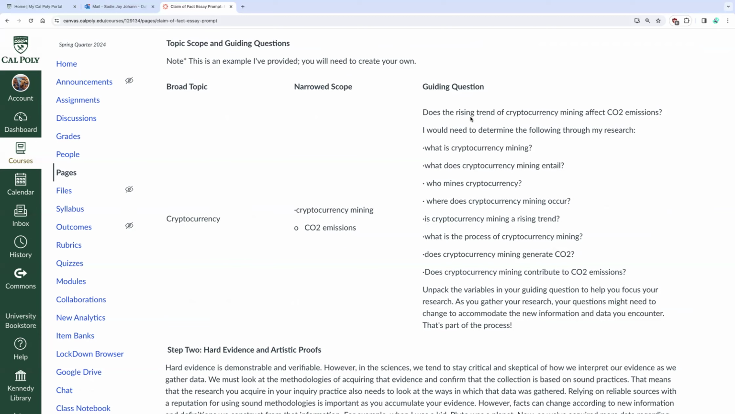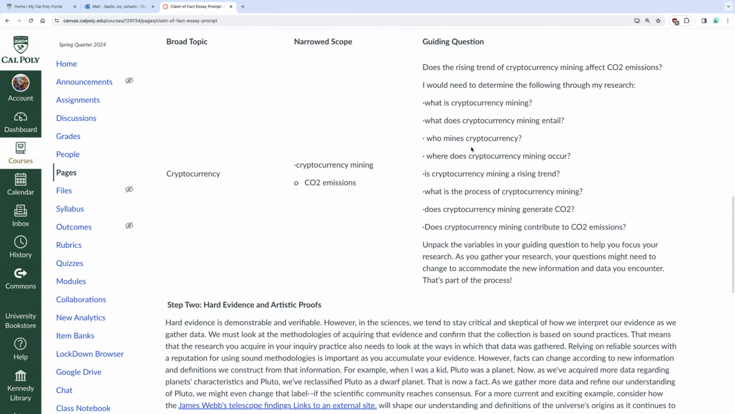Start by looking into things with an open mind, and then think of all the little pieces that you would have to look into in order to answer your question. Now, in order to know that you have the right scope, look at this example that I have on the prompt and make sure that you don't have to investigate 40 things in order to answer your question.